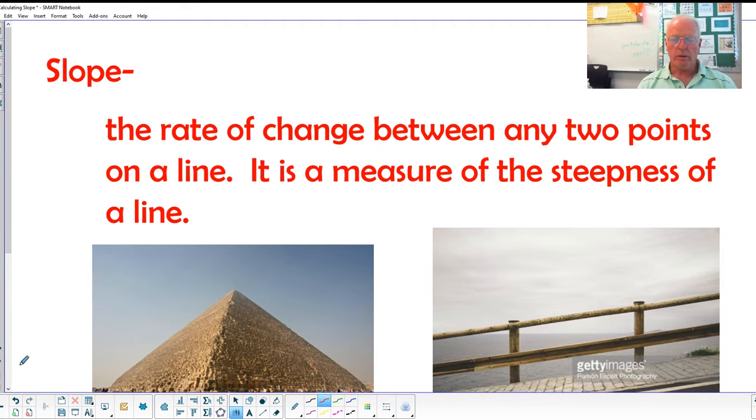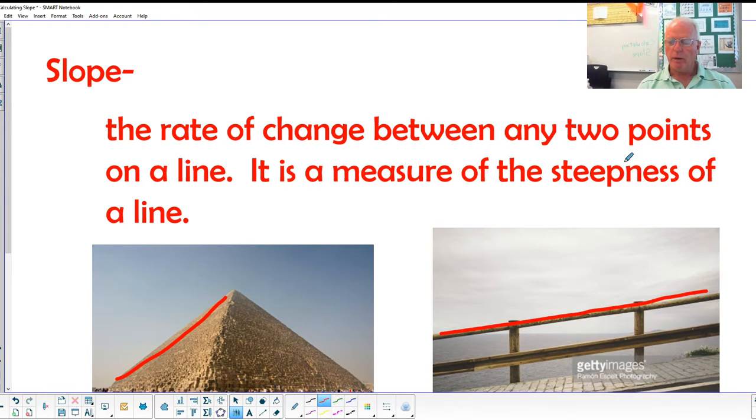Okay, so we're still talking about graphing and slope. We've been doing that for a couple of lessons now. We want to remember that the rate of change between any 2 points on a line is called its slope. It is the measure of how steep a line is. Now, if you look at one of the pyramids here, that's a pretty steep slope going up that line. Meanwhile, this ramp that you could be walking up isn't quite so steep.